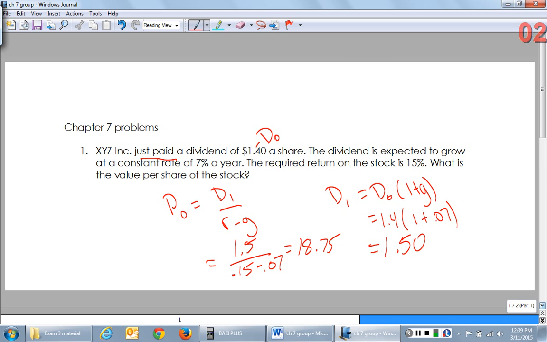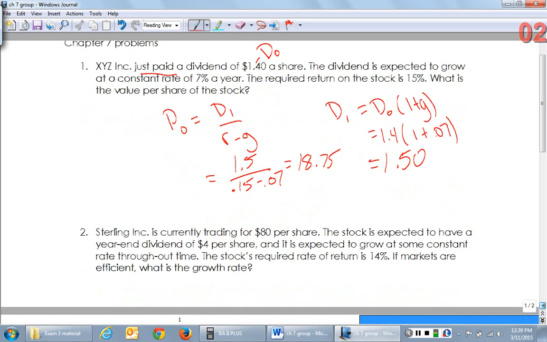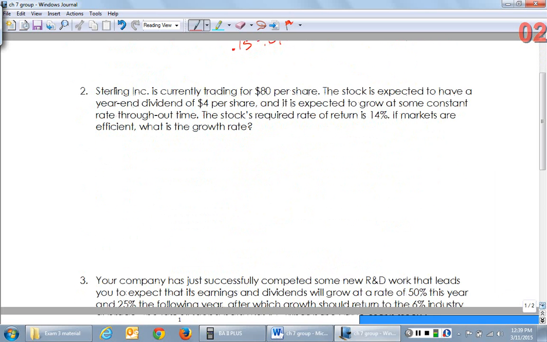Problem number 2. It's a little different. Sterling is currently trading for $80 per share. They're currently trading for this, so that is their price today. The stock is expected to have a year-end dividend of $4 per share. This dividend has not yet been paid, so that is D1. And it's expected to grow at a constant rate forever. The required return is 14%. What is the growth rate?